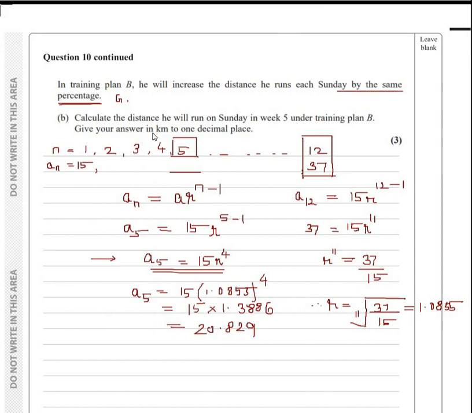They want us to write the kilometers to one decimal place. So we can just write it as, in the 5th week, he runs 20.8 kilometers. This is the answer for the geometric sequence.